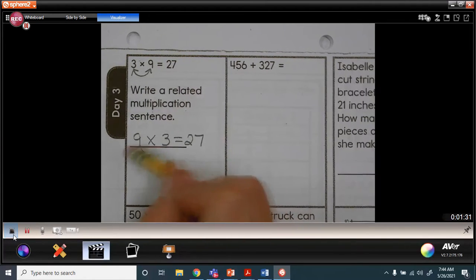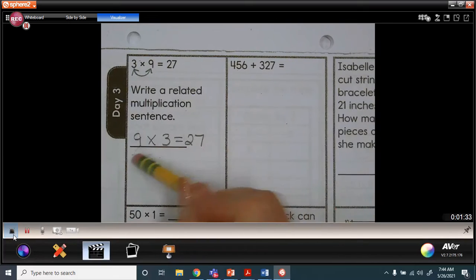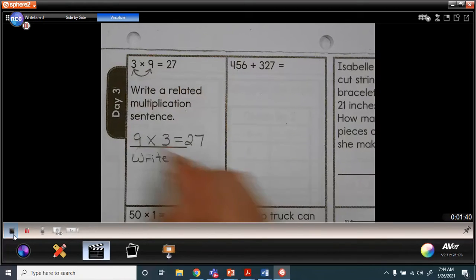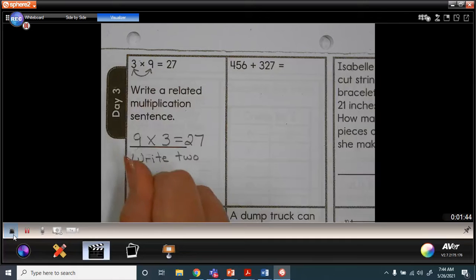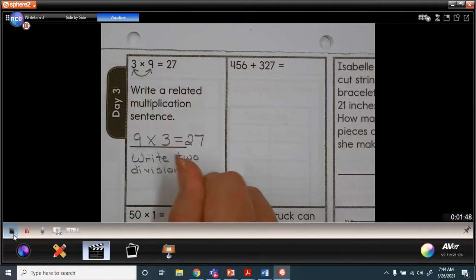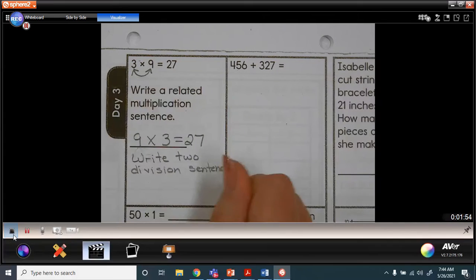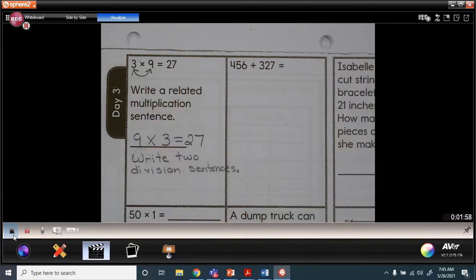By the way, for your discussion question today, I want you to write 2 division sentences, or number sentences, or equations. Sometimes we call them number sentences. We can always call them equations, for this multiplication sentence. So that's your discussion question for today.